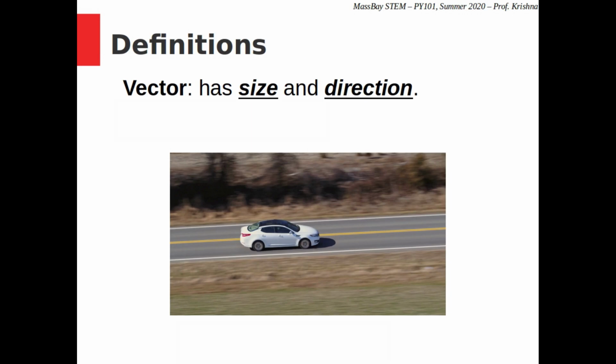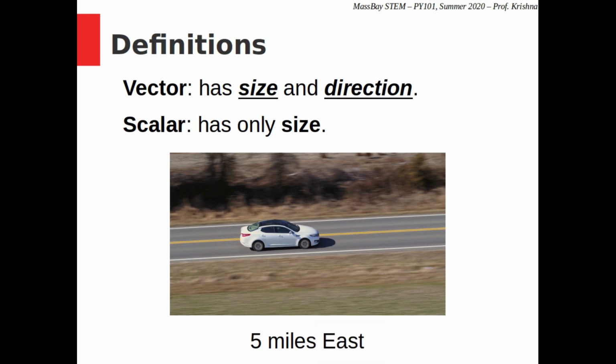A vector is any quantity that has both size and direction. For instance, if I say I drive 5 miles on Route 9, that isn't a vector because I didn't specify a direction. A quantity that has only a size is called a scalar. On the other hand, if I say I traveled 5 miles east on Route 9, that is a vector. Most quantities in physics are vectors. We have to account for both their size and direction.